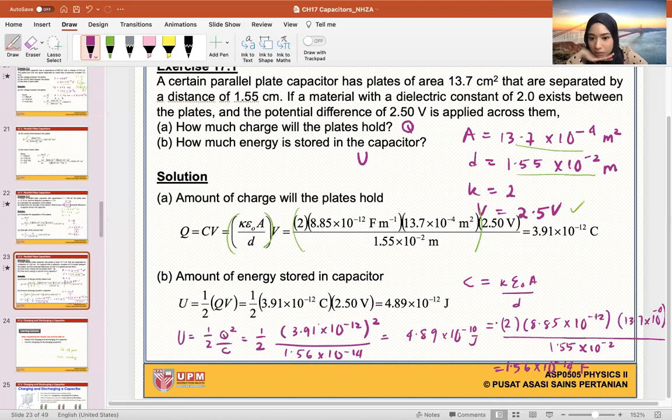Yep. Doctor punya exponent tu tersilap untuk C. Patutnya negatif 12. Yang ni ke? 8.85 ni ke? Yang bawah sekali tu. 1.56. Oh, okay. Minus 12. Okay. So dah. Okay, betul. Thank you. Minus 12. Welcome. Okay. So now we get minus 12. Okay. Yay, sama.